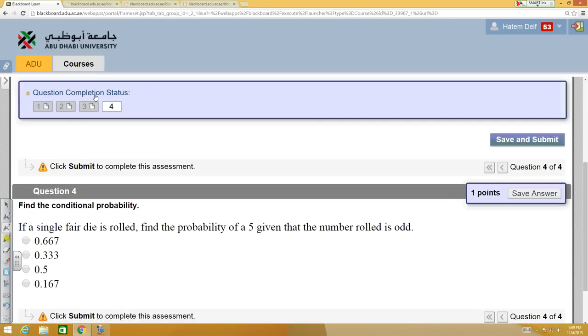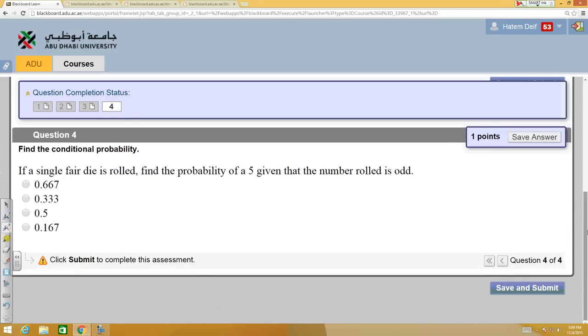Okay, say a die is rolled. Find the probability of a 5, given that the number rolled is odd. Find the probability of 5 given the number is odd. The odd numbers are 3, yes. 5 is just one of them. So that's 1 over 3.